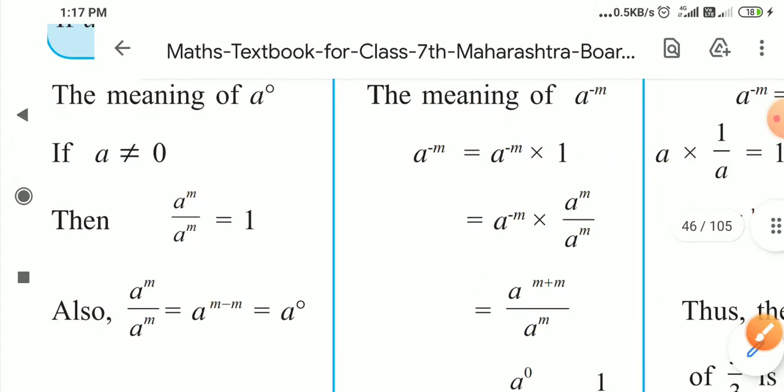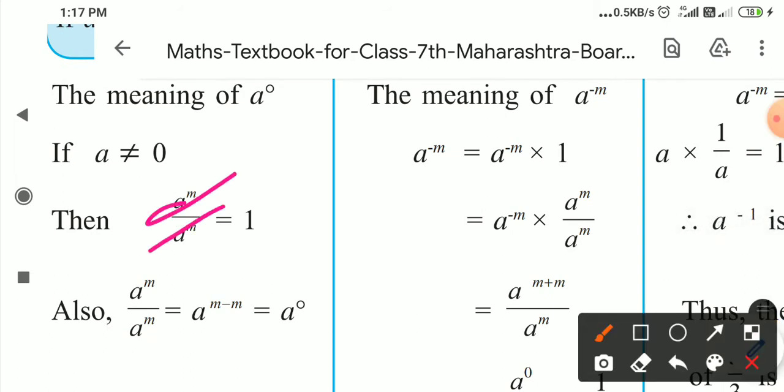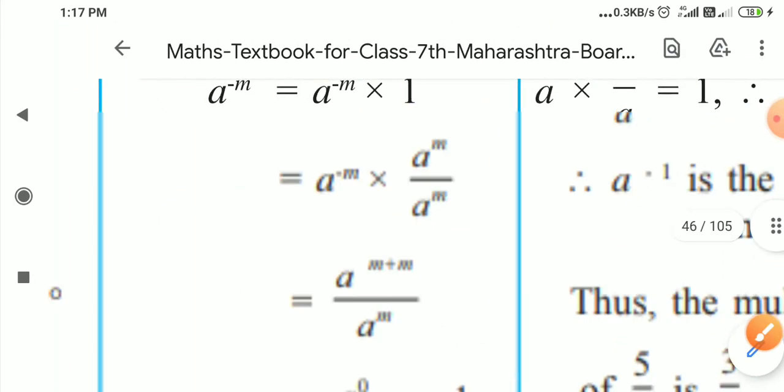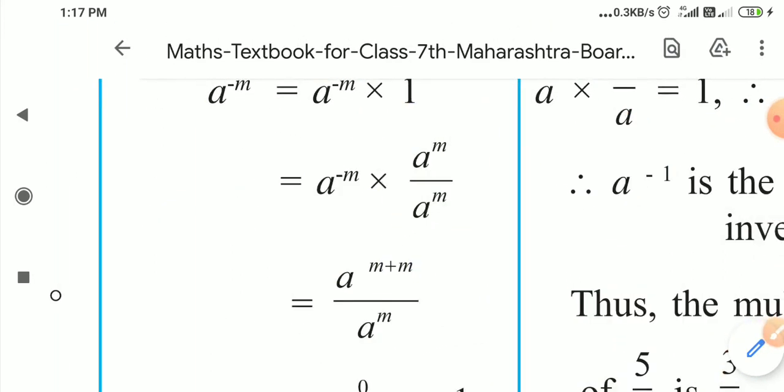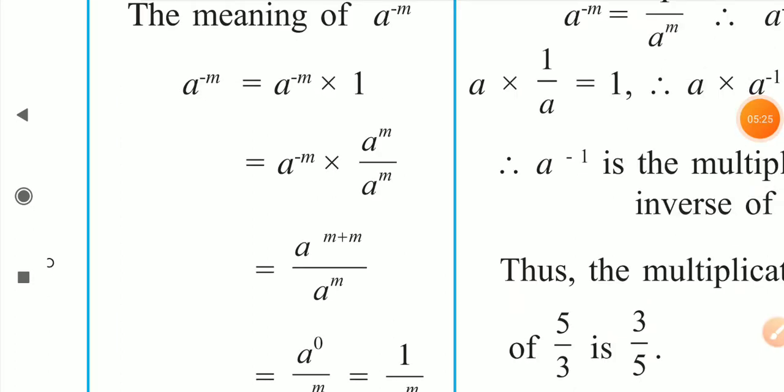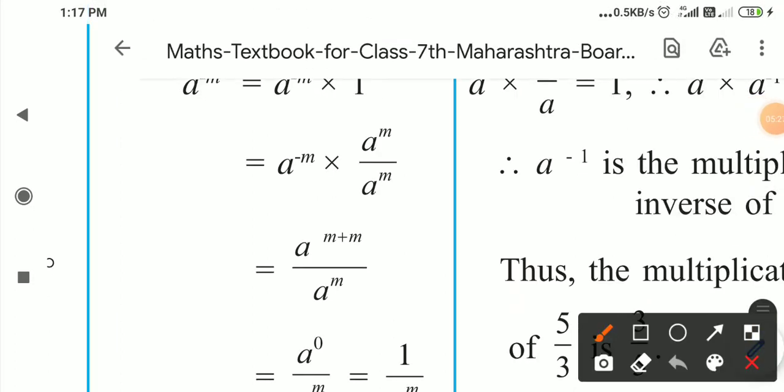Yes, this one. A raised to m cancels with a raised to m and is equal to 1. So 1 we had taken, 1 means a raised to m upon a raised to m. Now here we have to do the multiplication. So in this example, a raised to minus m, the numerator base is the same, so for the index we have to do the addition.